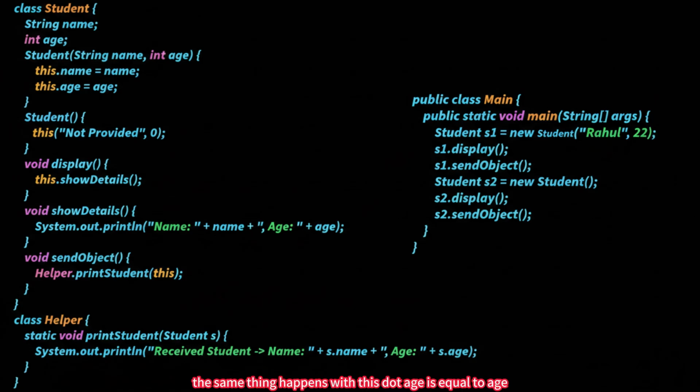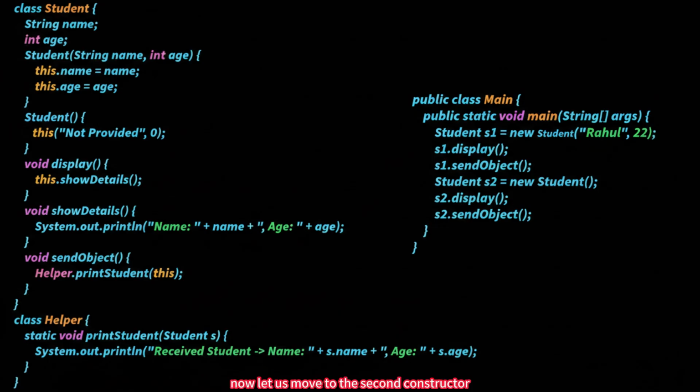The same thing happens with this.age = age. Without using this, Java would get confused and would not know whether we are referring to the instance variable or the parameter. So here, the this keyword clearly tells Java, "Hey Java, I am talking about the variable of the current object." This is the most common and important use of the this keyword.